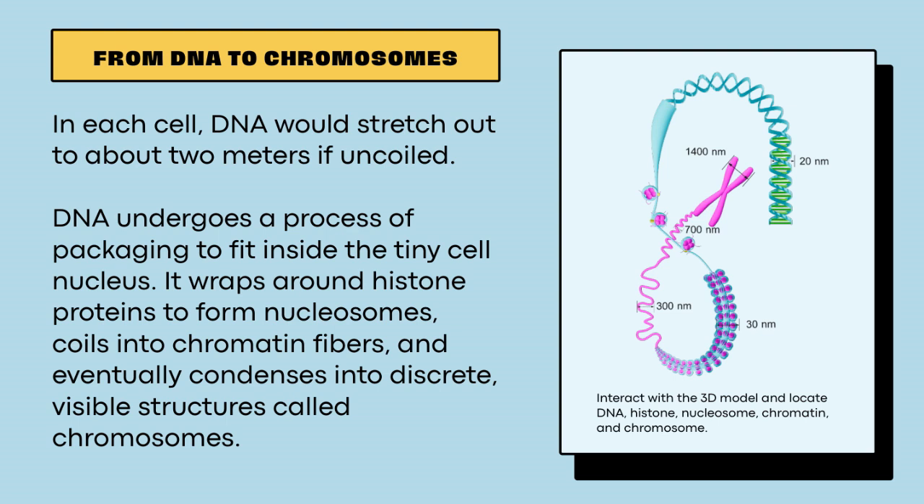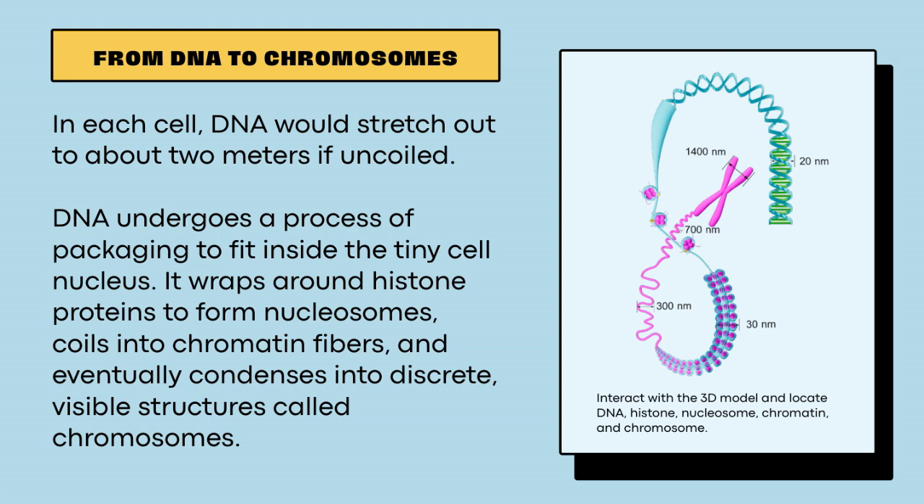This incredible length of DNA needs to be packaged efficiently to fit inside the nucleus. So, it first wraps around histone proteins, forming what we call nucleosomes. Think of these as the beads on a string. These nucleosomes then coil further into chromatin fibers, which are more compact. Finally, these fibers condense into the visible structures we refer to as chromosomes.